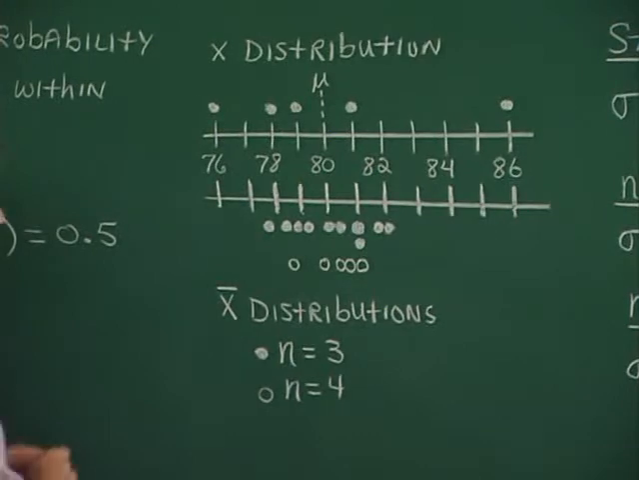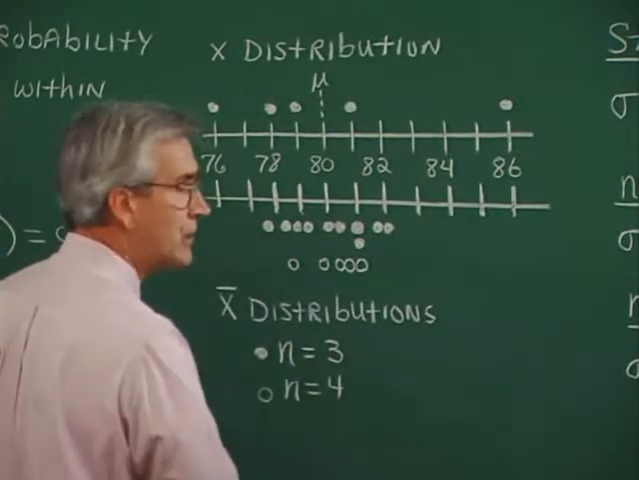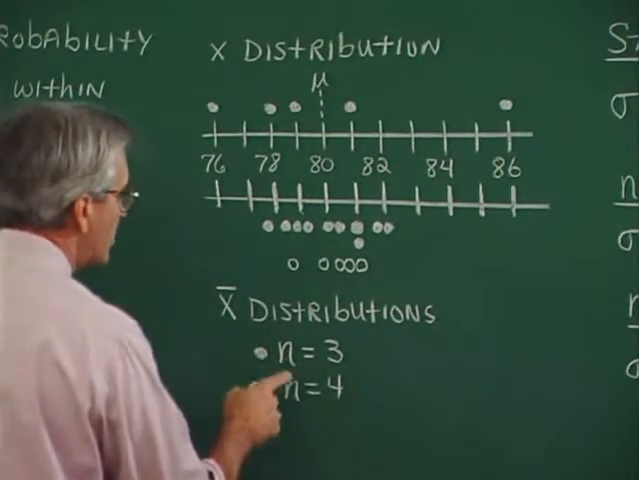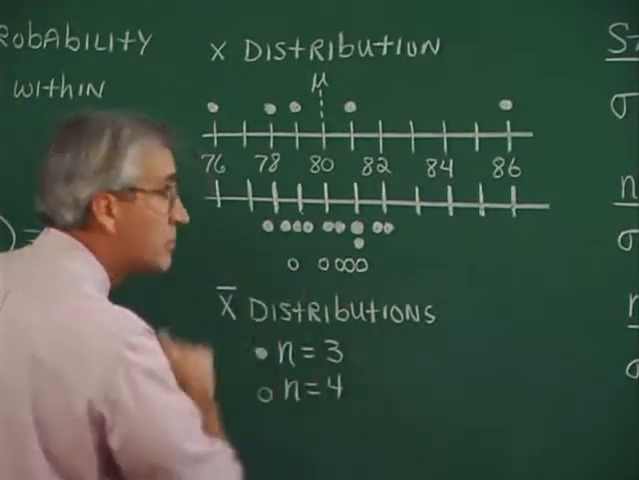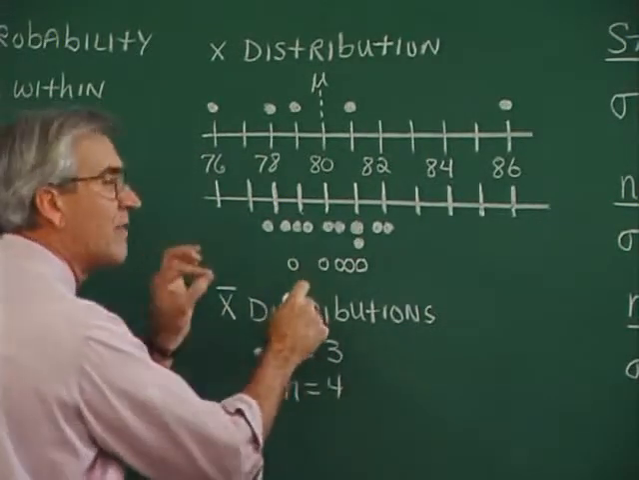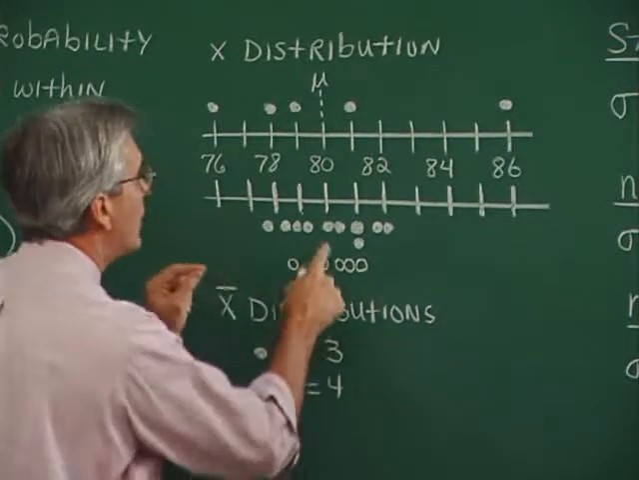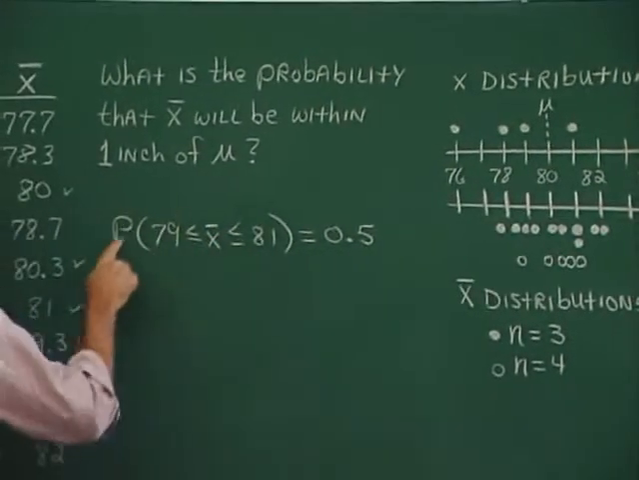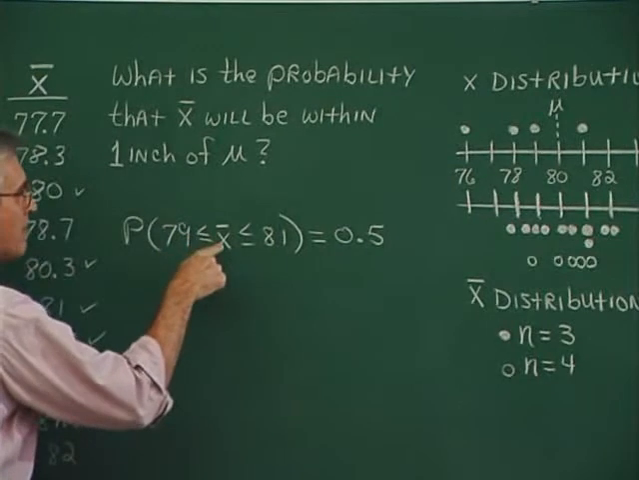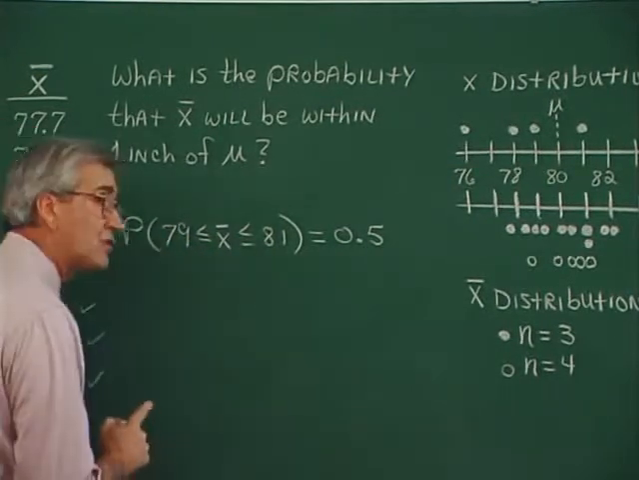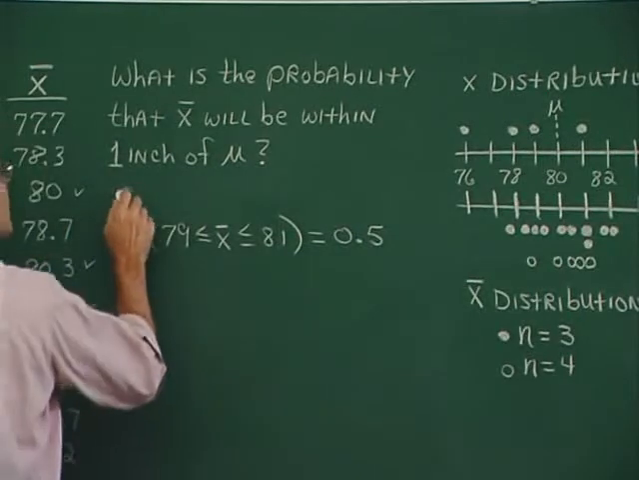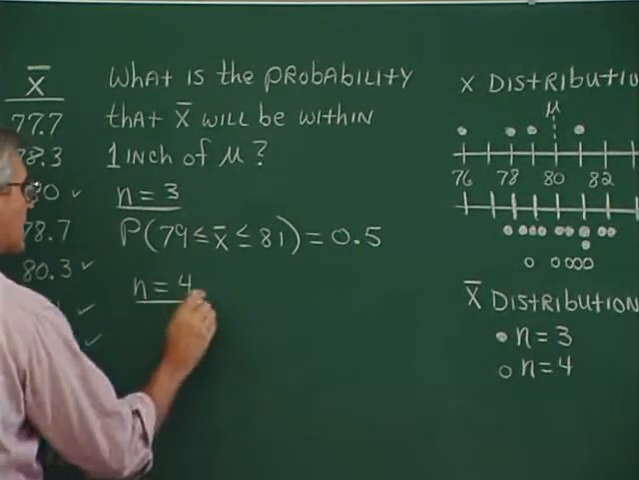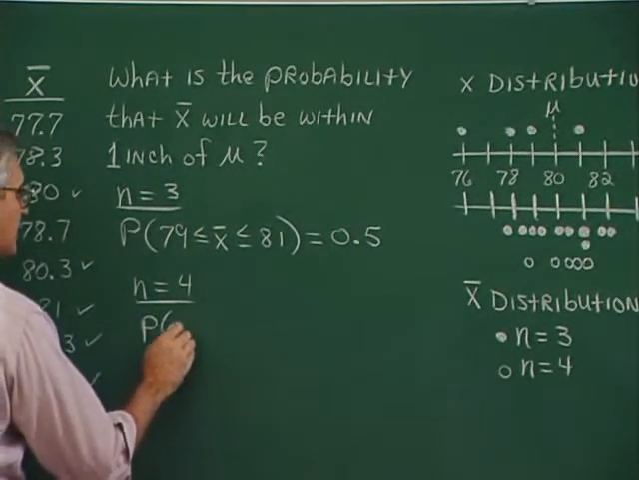Now, if we have less spread of the information here, what do you think about the probability then for this X bar distribution, that the values will be within 1 inch of the population mean? Well, let's go calculate it over here. You see, here was the calculation that the probability that a mean of a sample of size 3 is within 1 inch of the population mean. And I'm going to make a note here that this is for sample size 3, and here we're going to calculate the same thing for sample size 4. So we're calculating exactly the same thing.